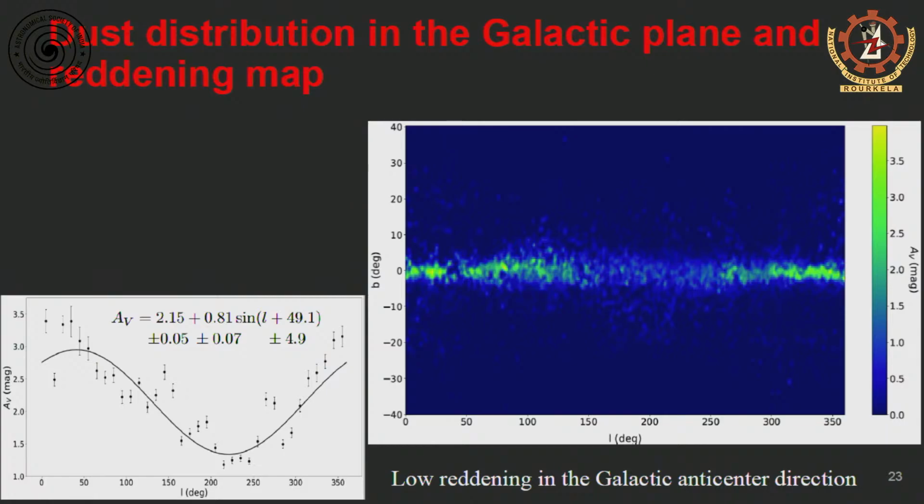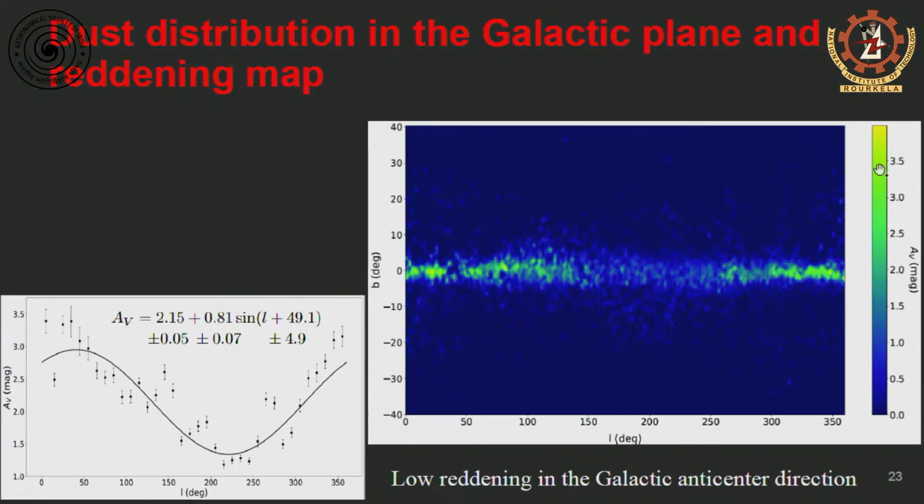One of the things we have done: because we had the reddening or extinction information of the star clusters, we tried to see the distribution of this extinction, because extinction tells about the dust and gas in the galactic plane. You see here that most of the dust and gas is lying in the galactic center direction. This is the anti-center direction, 180, and this is the galactic center direction, 0 and 360.